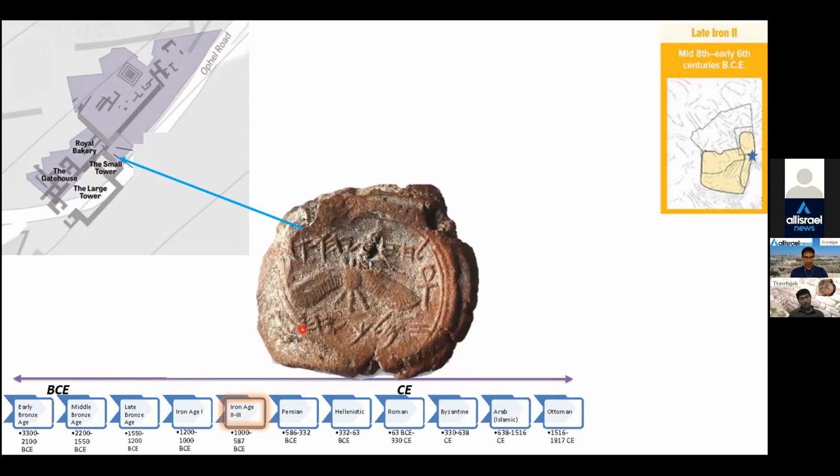But the cool thing is that it's slightly broken, so we're missing a few letters. It actually fully reads, belonging to Hezekiah, Ahaz, his father, which means son of Ahaz, starting in the first line, continuing in the second, the king of Judah. But why does he have Egyptian symbols on his seal impression?